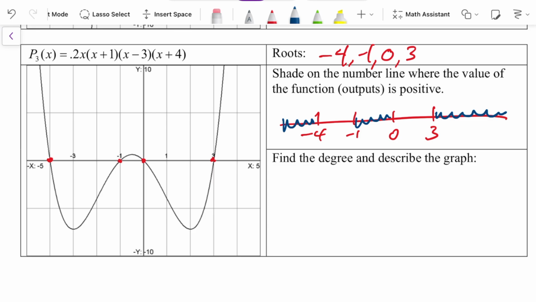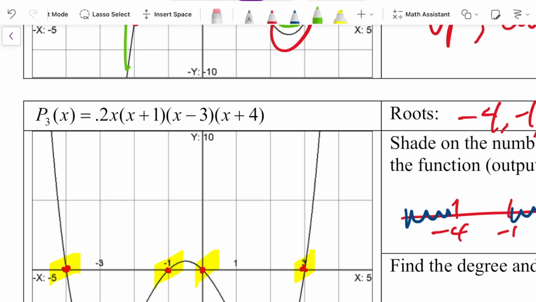So these are the doorways. Each one of these roots is a potential doorway. Now, not every root allows the graph to go from negative to positive or positive to negative. Only the odd degreed roots. Now remember, degree is more than just the overall polynomial. It's also the factors. So each one of these factors, x plus 1, x minus 3, x plus 4, each of those is a first degree because the highest exponent on x is 1, and it allows the graph to pass through.